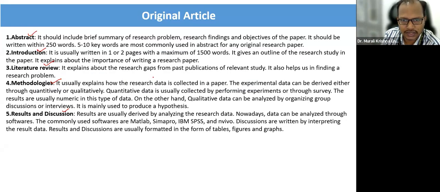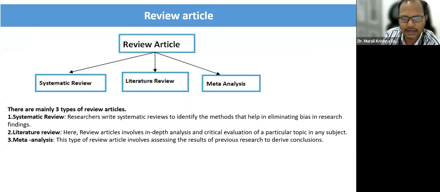So that is about the research article. Let's go and look at review articles. Okay, survey articles or review articles. Some people say survey, some people say literature review articles, or some people say review articles. Again, there are three types of review articles: systematic review, literature review, and meta-analysis.